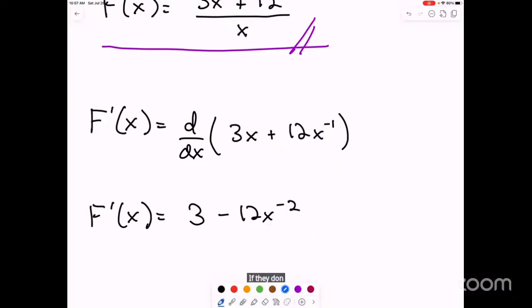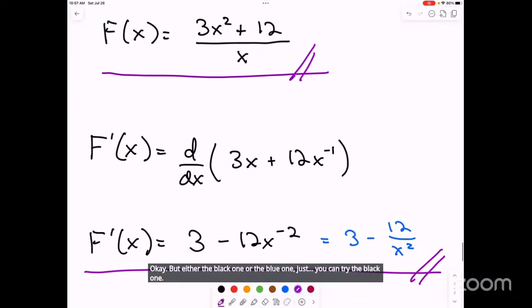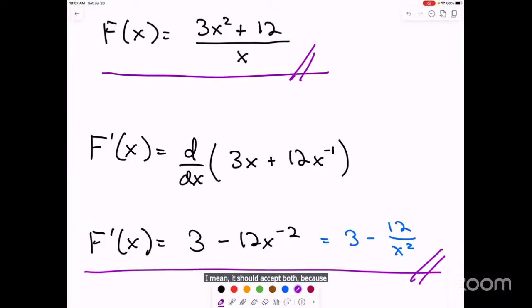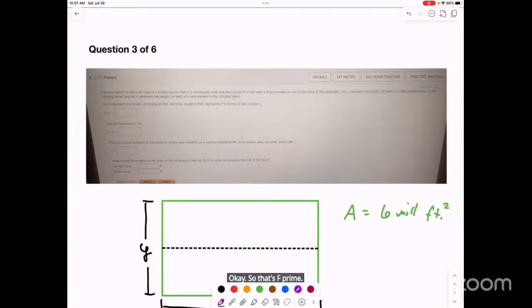If they don't accept that result, then maybe try 12 over x squared, okay? But either the black one or the blue one. You can try the black one. I mean, it should accept both because they mean the same thing, okay? So that's f prime in terms of x.